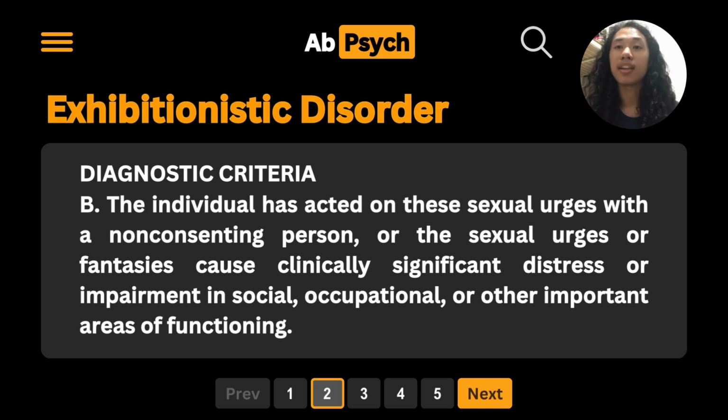Lastly is si criterion B. Unlike sa voyeuristic, meron siyang 3 criterion. Ito ay 2 lamang. So, ang sinasaad naman ni criterion B is same lang din doon sa criterion B ni voyeuristic, kung saan dapat nakaka-experience ng significant distress or impairment with social, occupational, and other areas of functioning yung person na nag-exhibit ng exhibitionistic acts or behavior.